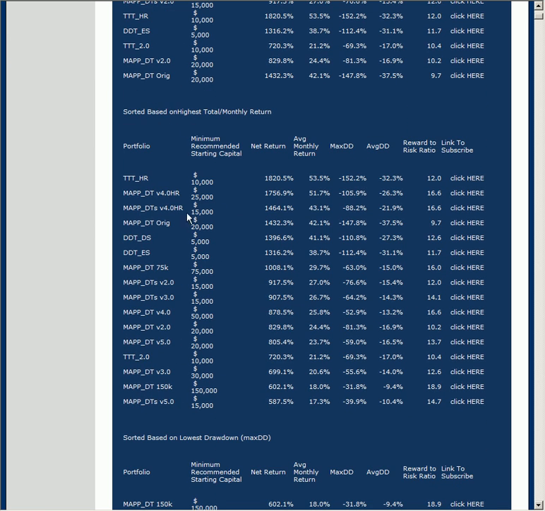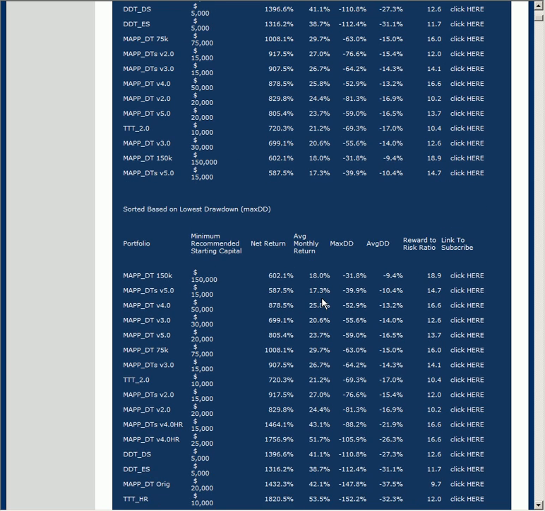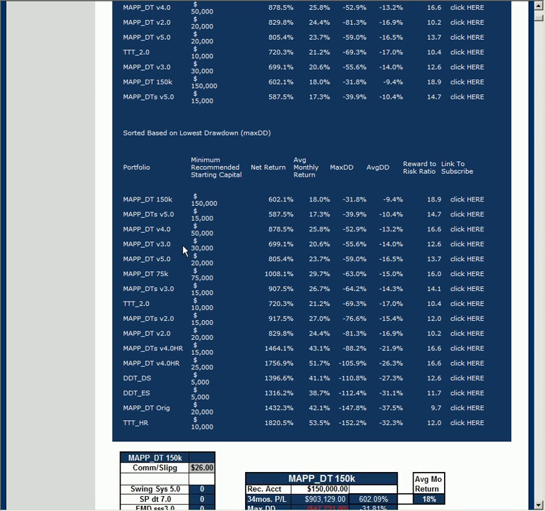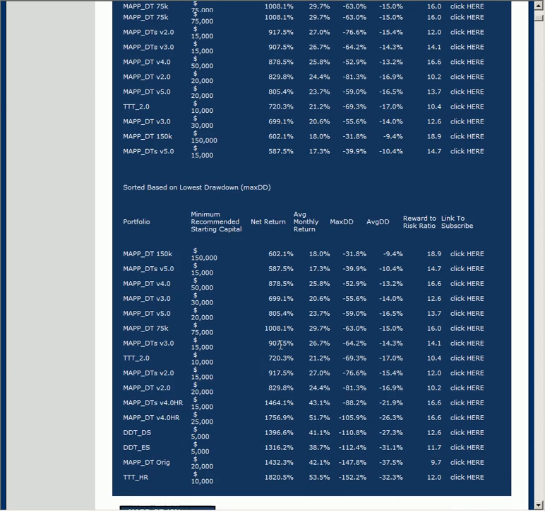So you can kind of peruse this. As you can see, MAPDT version 4.0 HR is coming in at the highest total monthly return, and not coming in at the lowest drawdown, because it is HR, meaning high risk.